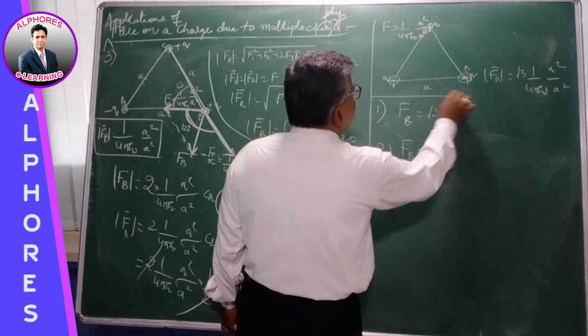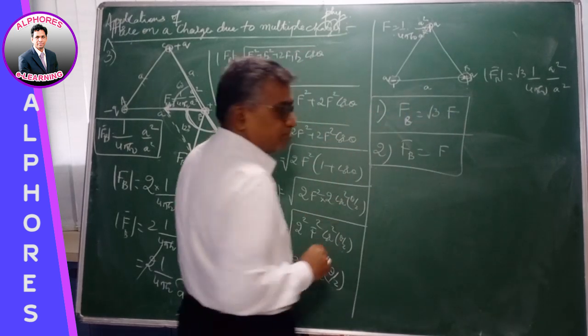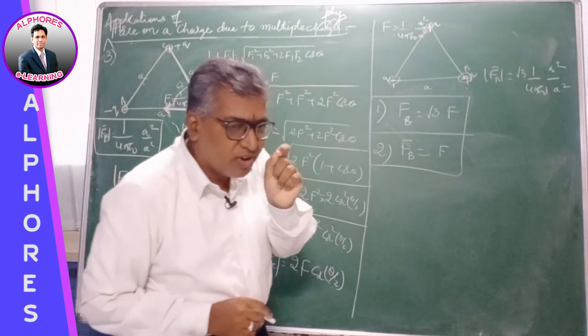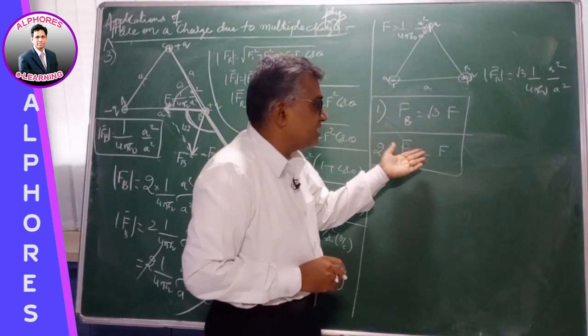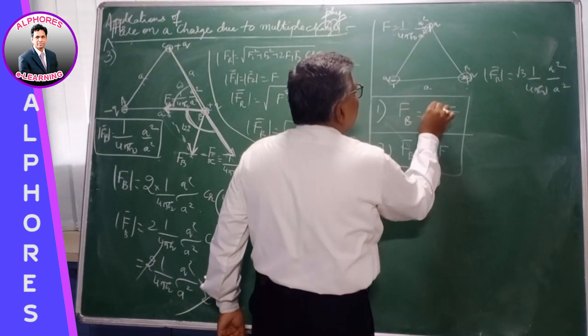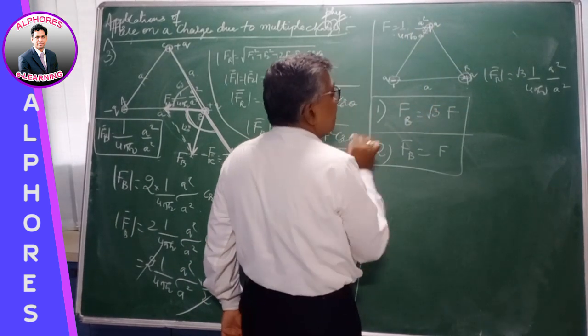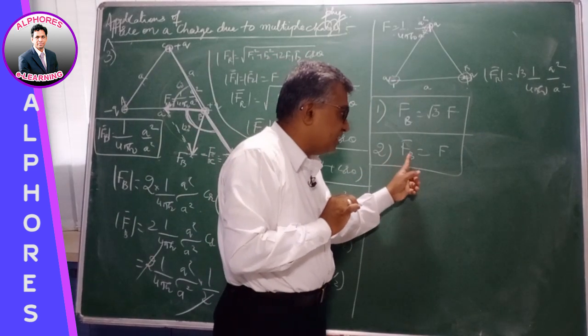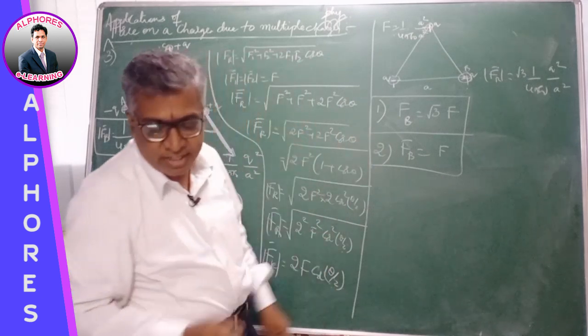A beautiful comparison between two things. Same problem, but for a small change in it, the answer changes this way. If all three are like charges, then the resultant force magnitude is root 3 times F. If one of them is unlike, then the resultant force is just F. A very beautiful thing to remember. Good.